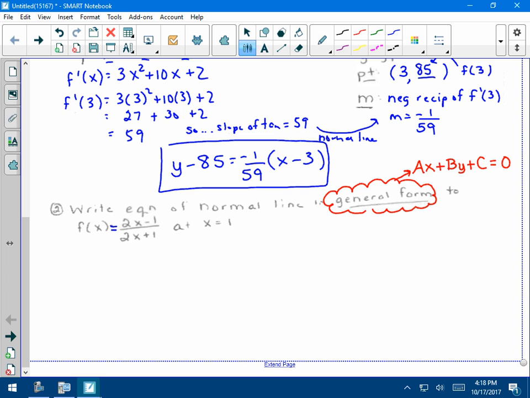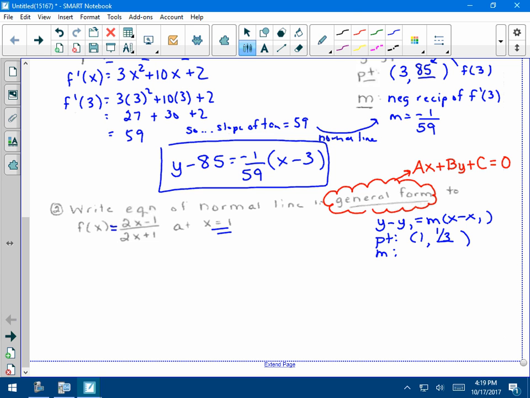So we're still going to start with point slope form. So I'm looking for y minus y1 equals m times x minus x1. I'm just going to get it in general form after that at the end. So we know we need a point and we need a slope. Our point is x equals 1. So when x is 1, what's the y value? The top would be 2 minus 1, so that's 1. The bottom would be 2 plus 1, so that's 3. So it looks like (1, 1/3) is our point.